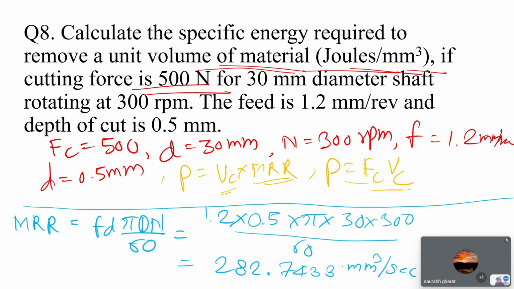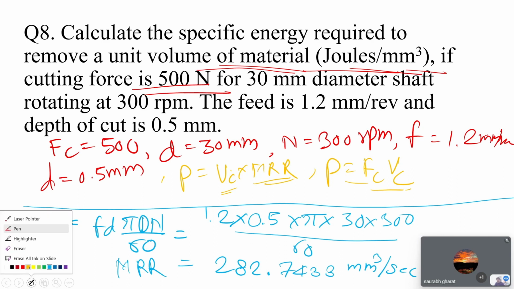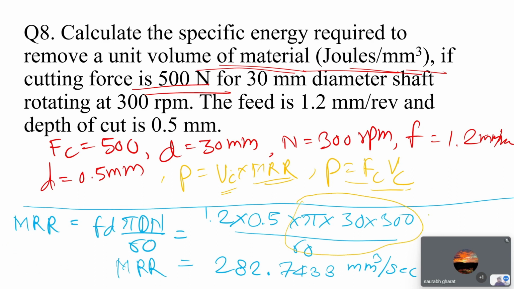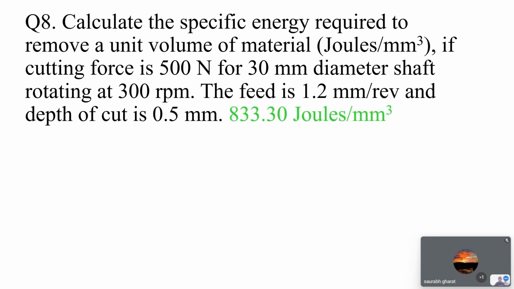Okay, you now have FC and MRR. Also, what you have calculated in this equation, pi D N, is actually your VC. Just calculate it: 471.223. This is your VC. It is a velocity, so millimeter per second.